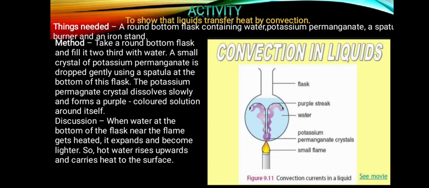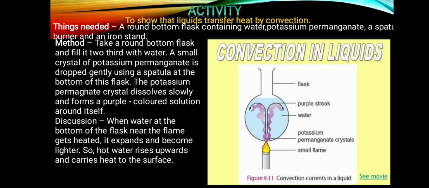When water at the bottom of the flask near the flame gets heated, as we know, if we provide heat to an object, it expands. So, water also will expand and become lighter. So, hot water rises upward and carries heat to the surface. The cold water present on the surface, being heavier, moves downward by the sides of the flask to take the place of hot rising water towards the source of heat.